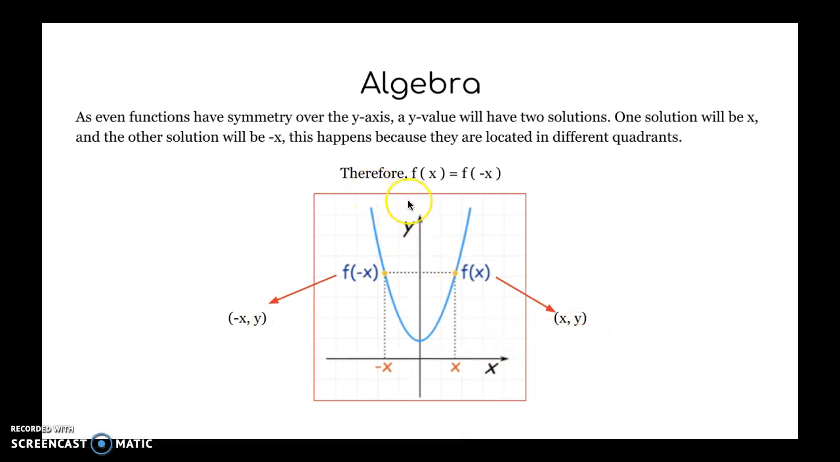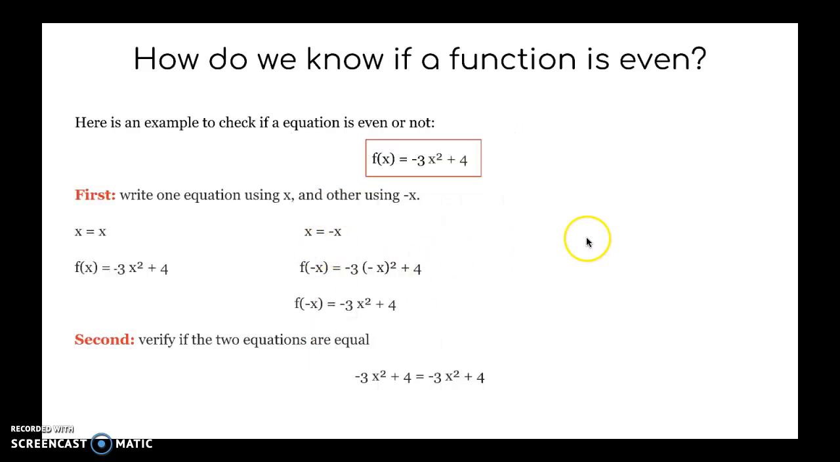So all even functions will be just like that, and it will have to meet this requirement here. F of x will have to be equal to f of negative x. And here we can see that it does meet because f of x is the same as f of negative x. How do you know if a function is even?